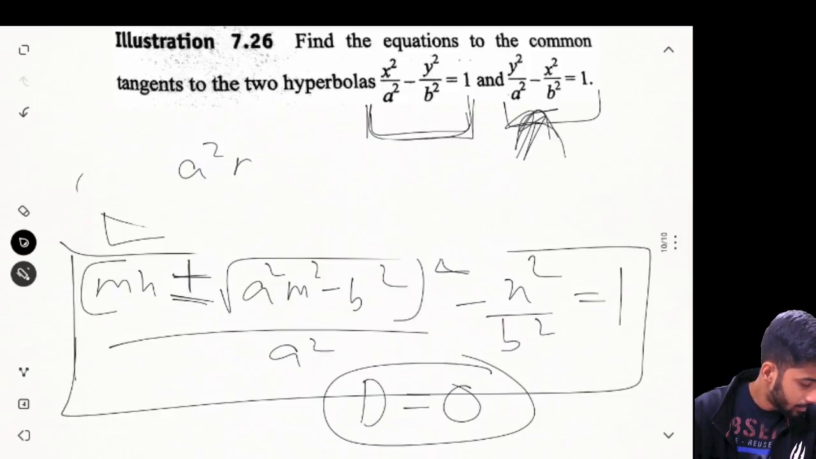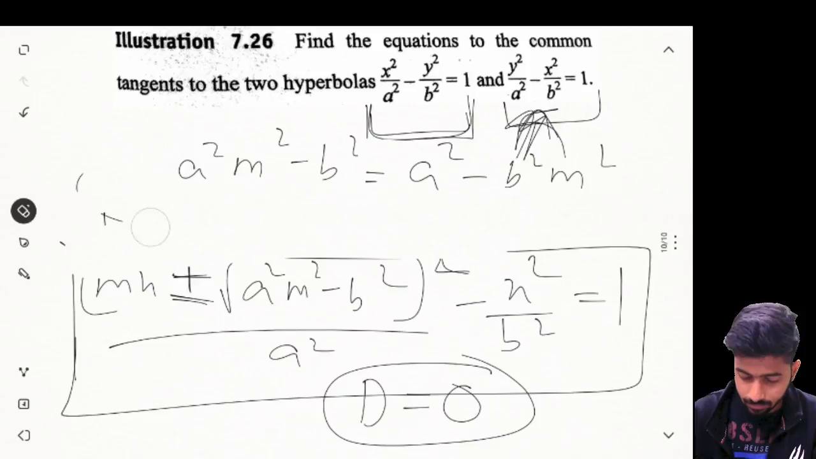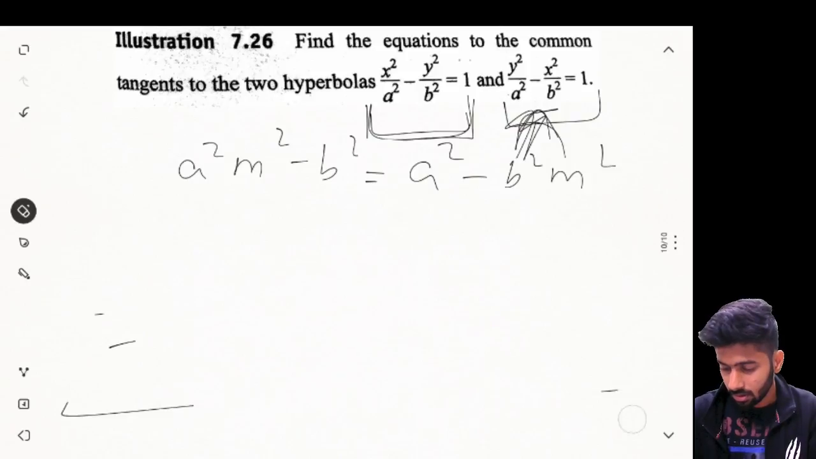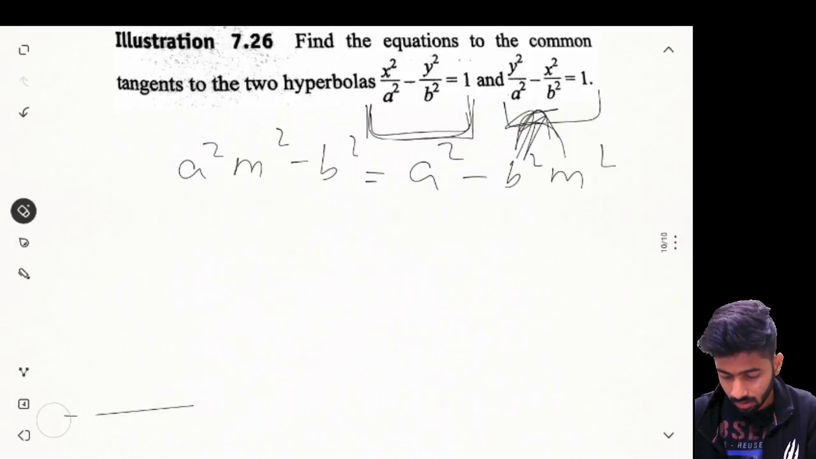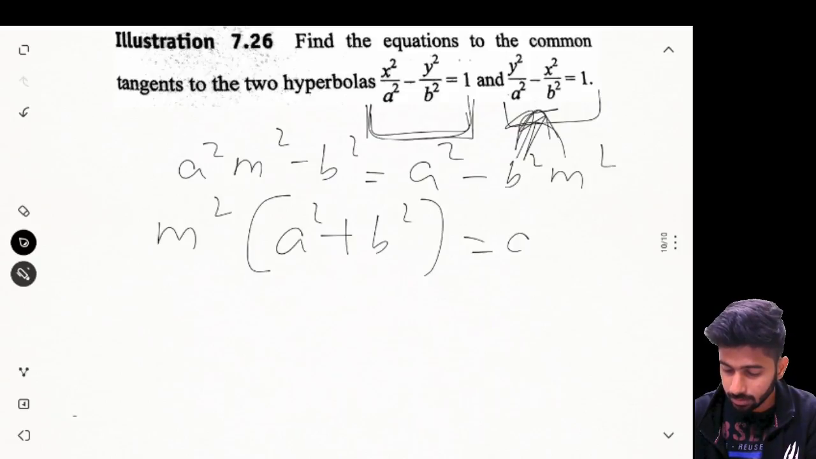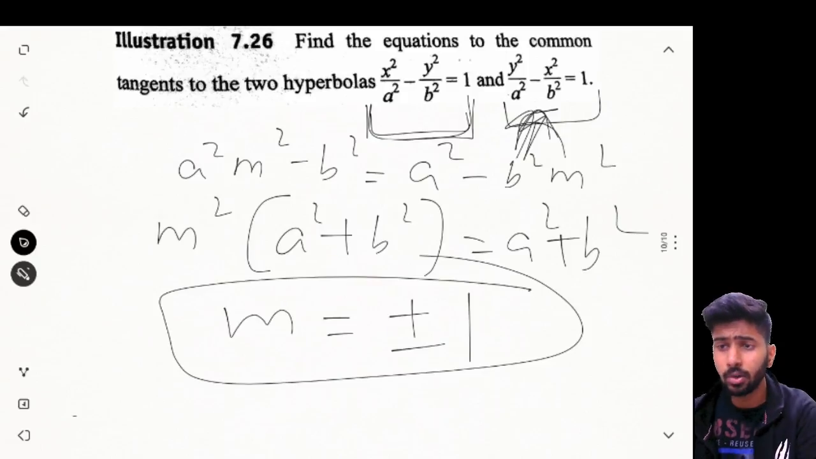A square m square minus b square is equals to a square minus b square m square. So then you'll get the coefficients of m square, which is a square plus b square, and then you'll also have an a square plus b square that side. So your m has to be plus or minus 1. This is what you'll get once you do what I told.